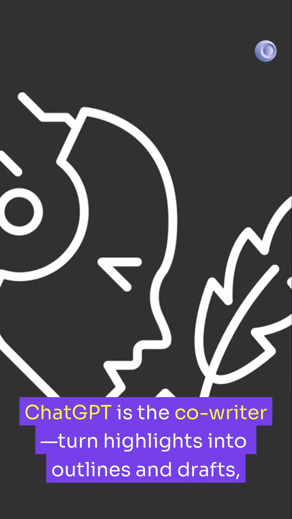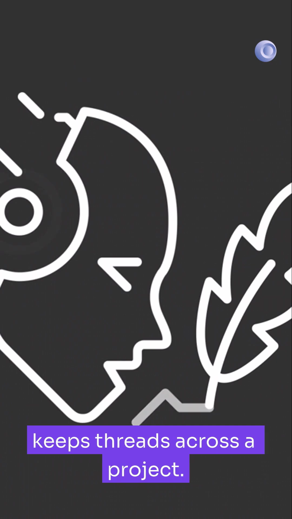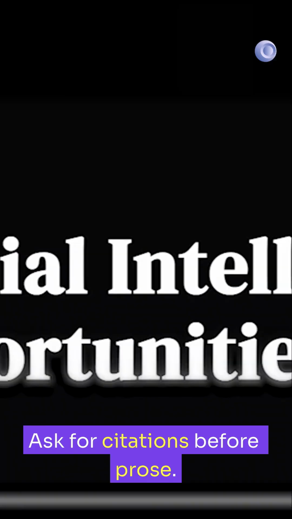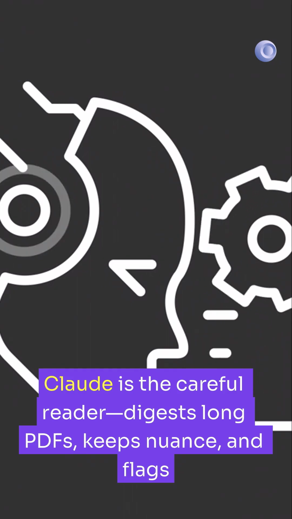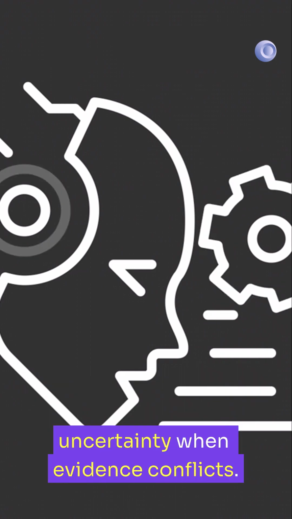ChatGPT is the co-writer. Turn highlights into outlines and drafts, keeps threads across a project. Ask for citations before prose. Claude is the careful reader, digests long PDFs, keeps nuance, and flags uncertainty when evidence conflicts.